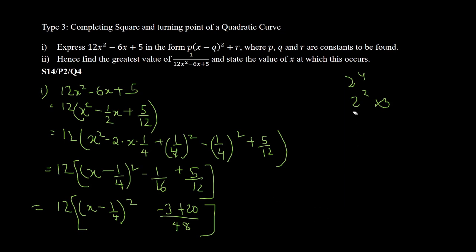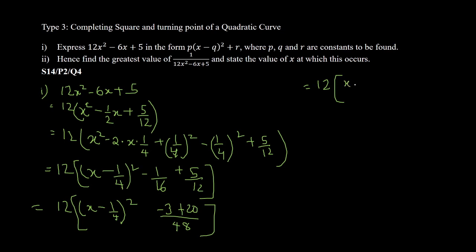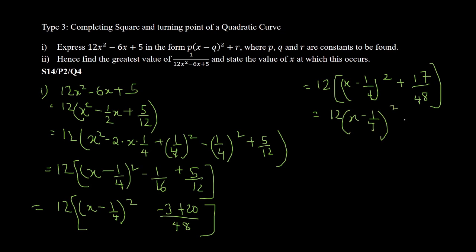You know, it's really hectic writing it like this, but anyways, there's nothing else we can do. So 12 times x minus 1 by 4 whole square plus 17 by 48. Then we can write this thing as 12. We can actually distribute this 12 towards the whole thing, so we actually get 12 times x minus 1 by 4 whole square plus 17 by 4. In this case, we finally got the equation like this.